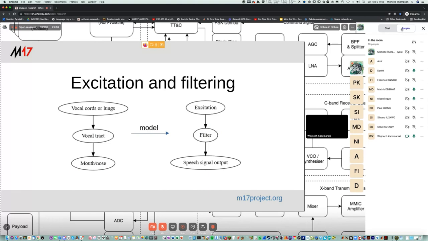Now, let's get back to the mathematical model of speech synthesis. In the real world, we've got vocal cords and lungs as the excitation source and the vocal tract as the filter, and the mouth and nose is the output of the signal. Now, the mathematical model tells us that you can use an excitation source, which is either a pulse train for voiced sounds like A or E, or a random noise signal that is filtered to produce sibilants like S or F. And then we have the signal output, which is just a time series of some values.